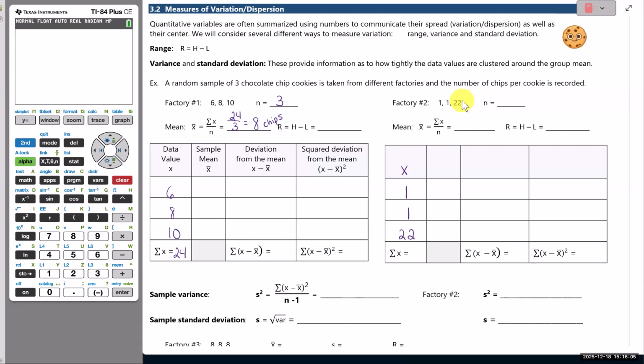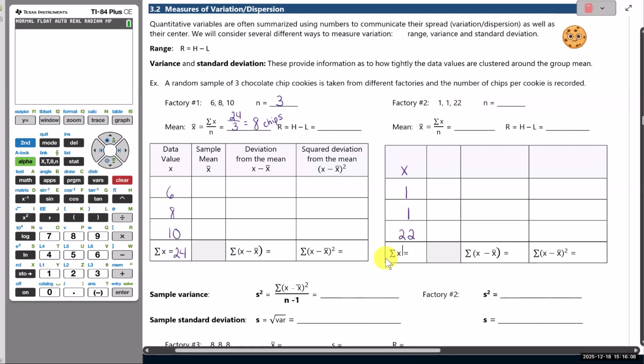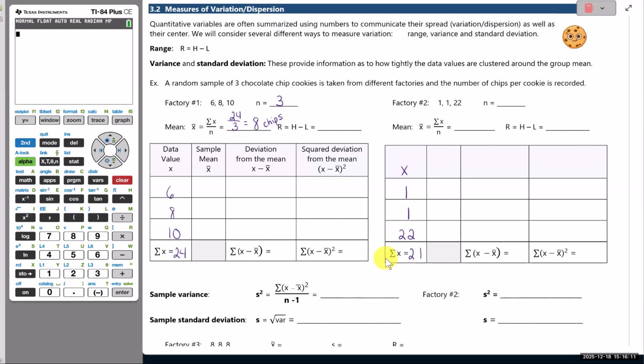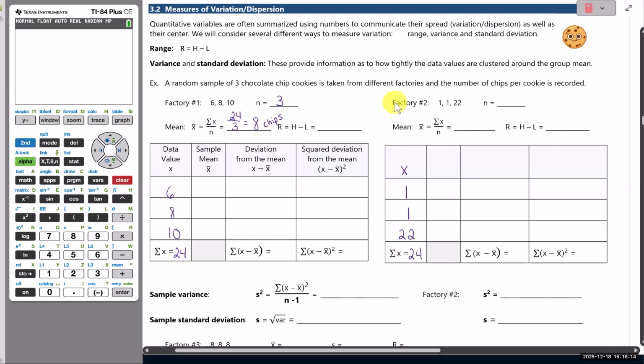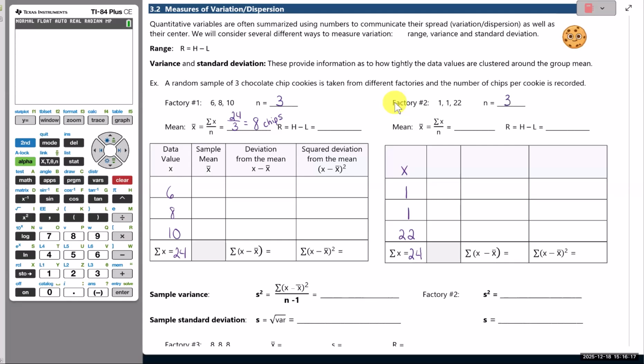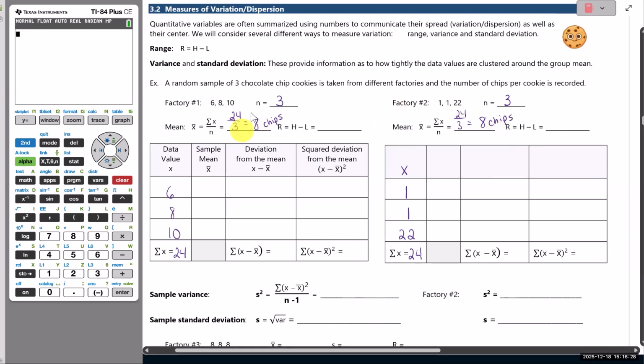And if you add those up, though, you will still see that the sum of all those chocolate chips totals 24. So for factory number 2, we also have a sample of 3, and the mean will still be 24 divided by 3. This mean is also 8 chips. So what we're seeing here is that you can have 2 data sets with the same mean, but the data is quite different. And in particular, factory number 2 seems to be showing a lot of cookies that are differing from that mean. And that's what we'd like to measure. How do cookies differ from the group mean?